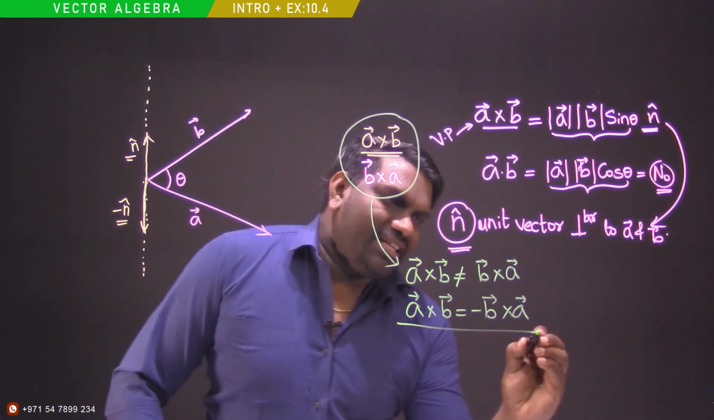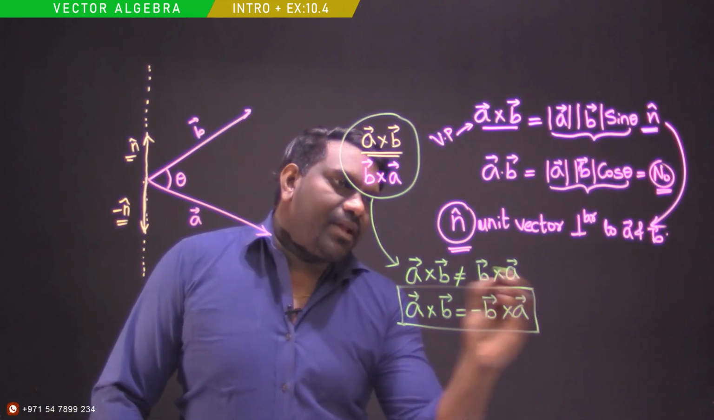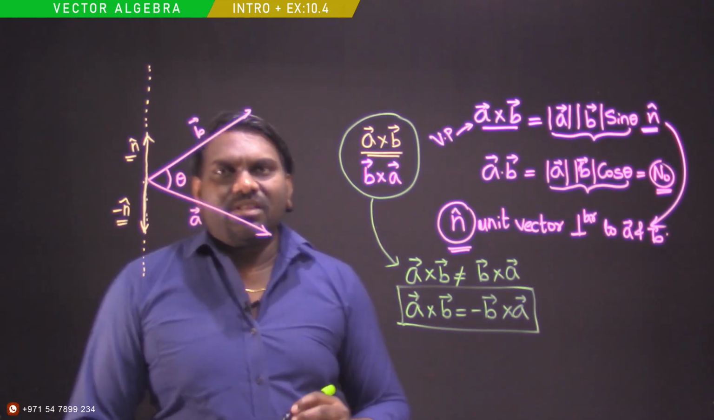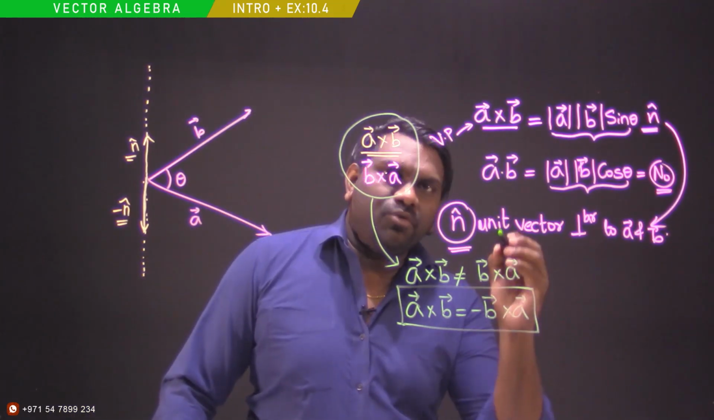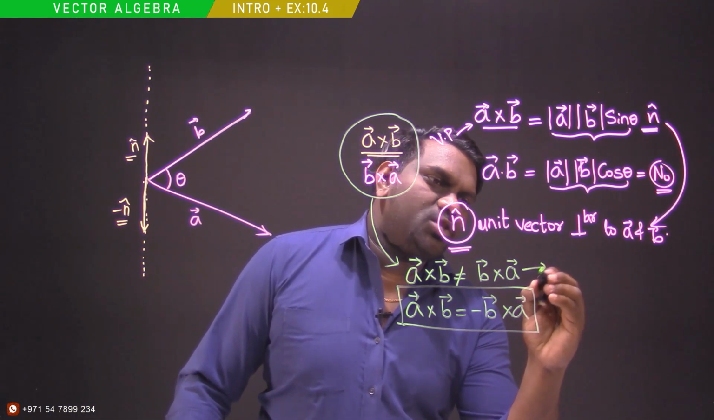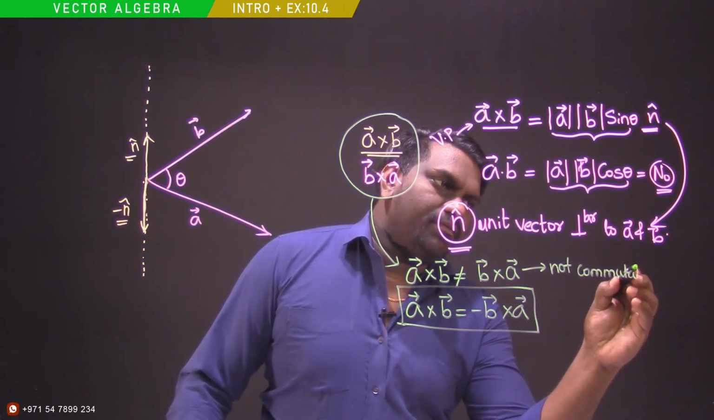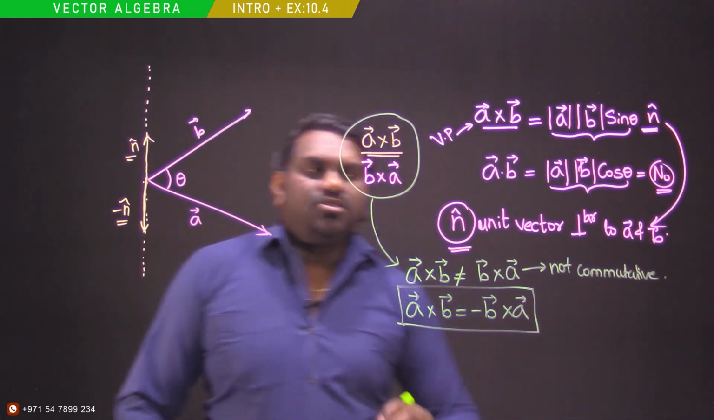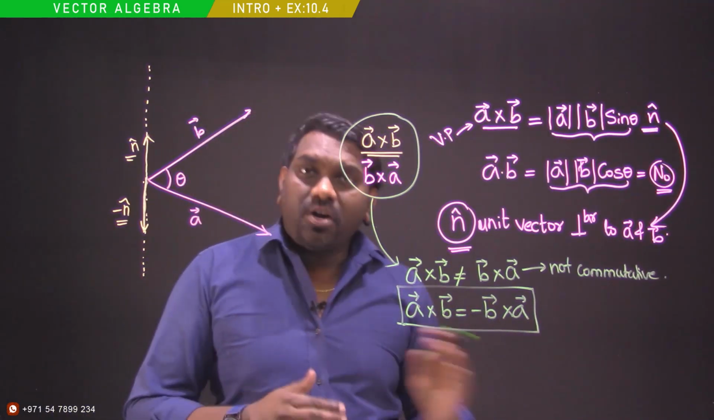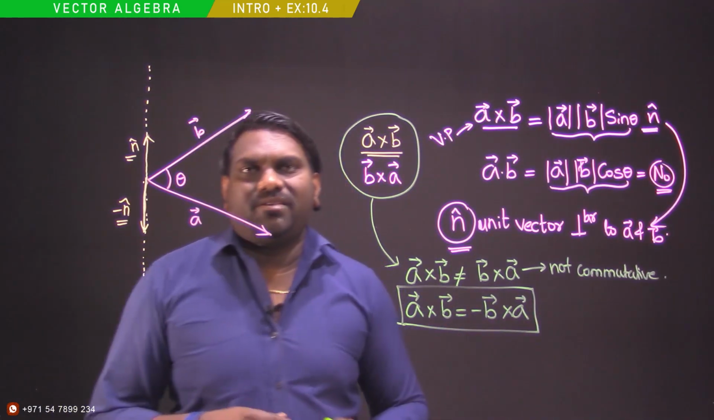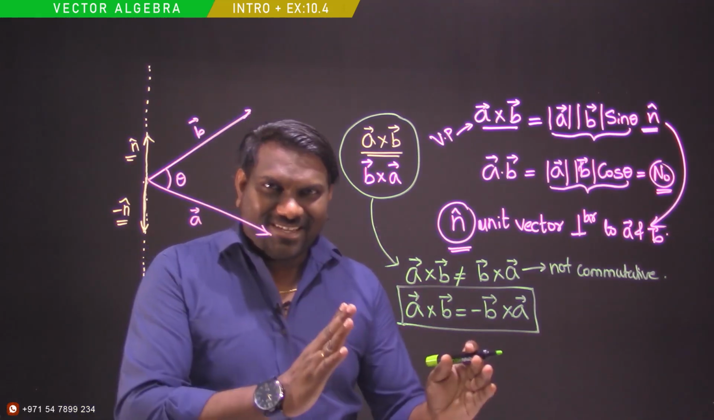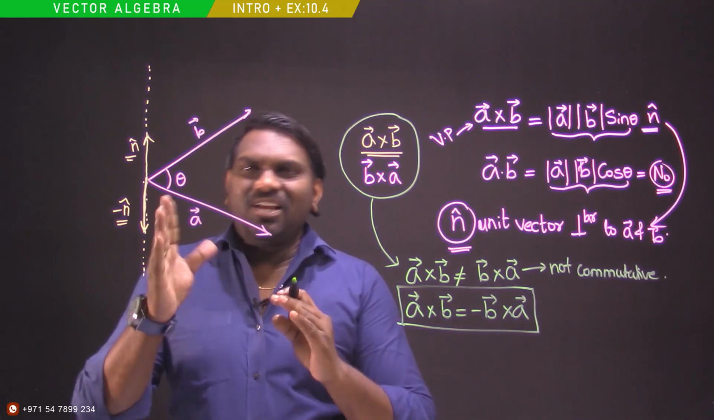Fine. Why is this? What property did we write earlier when saying equal to? That is commutative. So I can tell that this one is not commutative. Okay, this is not commutative. That means A cross B is not equal to B cross A. Fine. So understand that. Now talking about the angle over here, dear.